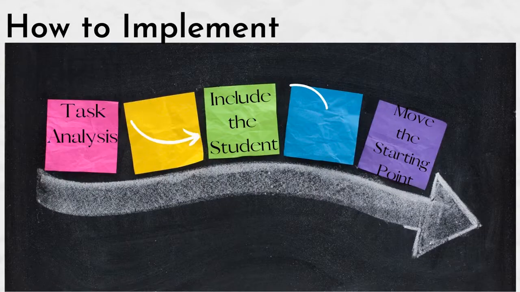Backward chaining is actually pretty easy to implement. First, complete a task analysis of what students are expected to do, then include your struggling student in a conversation about the process to help identify where they need to start. Be open with students about this. It will help them advocate for their needs while identifying areas for improvement.